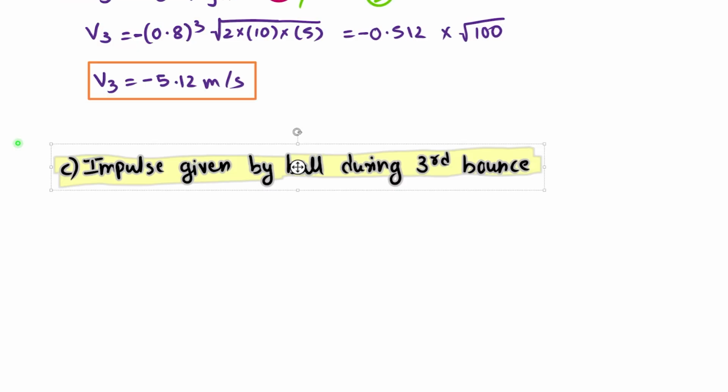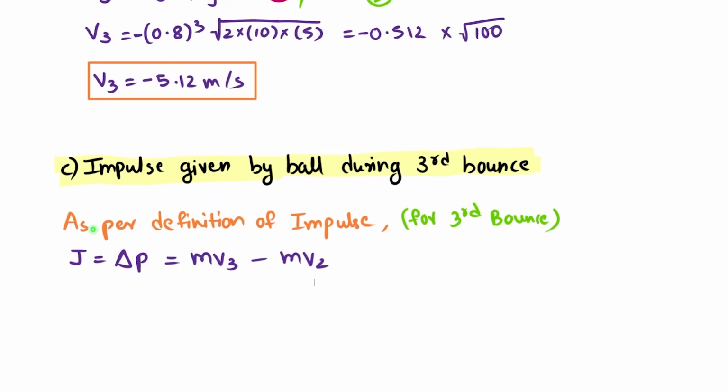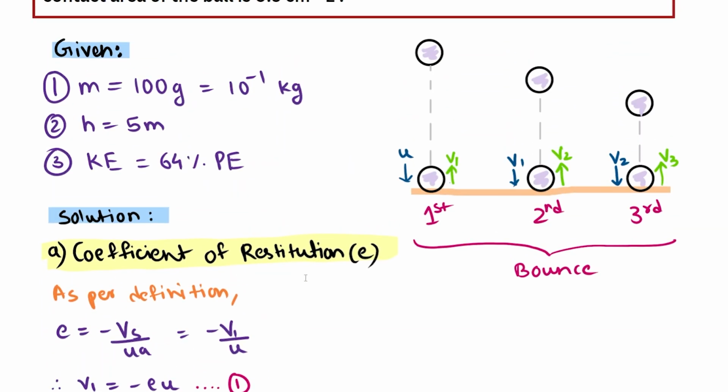Now, in the next part of the numerical, we need to calculate the impulse of the given ball during the third bounce. As per the definition, impulse, denoted by the letter J, is defined as the change in linear momentum, which is denoted by the letter P. So for the third bounce, this change would be the final momentum, that is with the speed v3, minus the initial momentum, which was because of the speed v2.